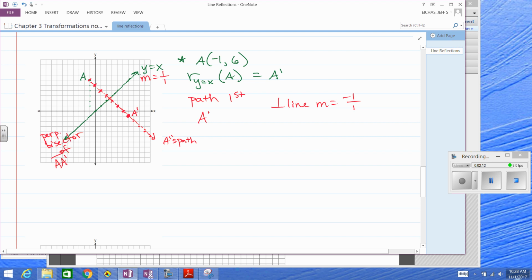Okay? So A prime hit the location (6, -1). And going back to the rule that I taught you, did x and y just switch? Yes, that's specifically for reflecting over y = x. Okay? So that's how you should do this.